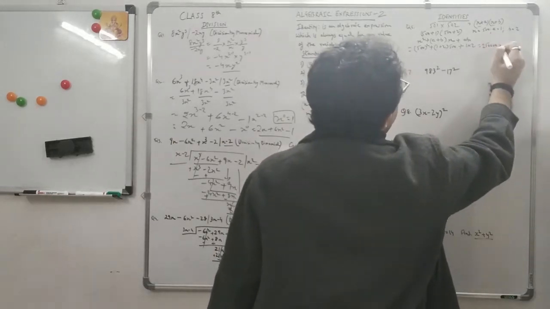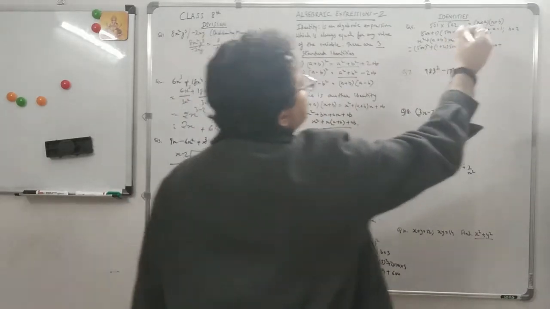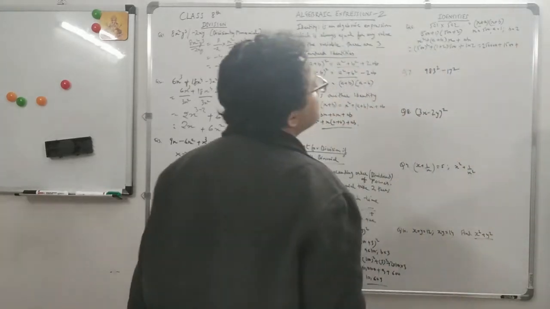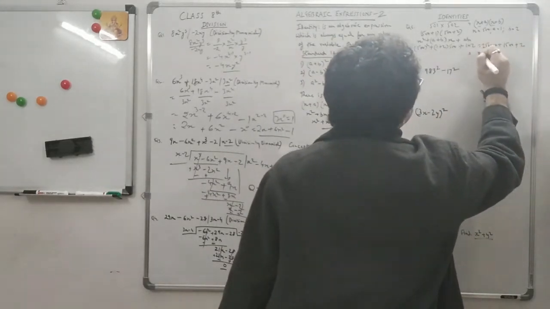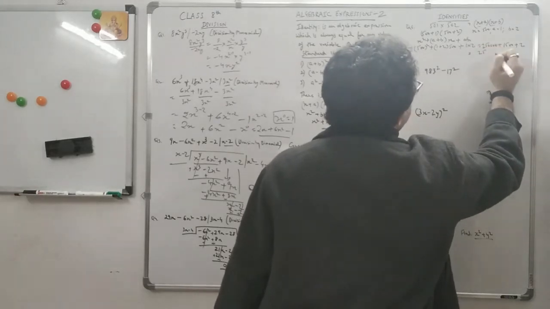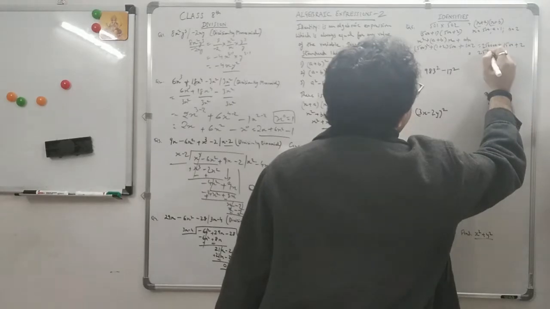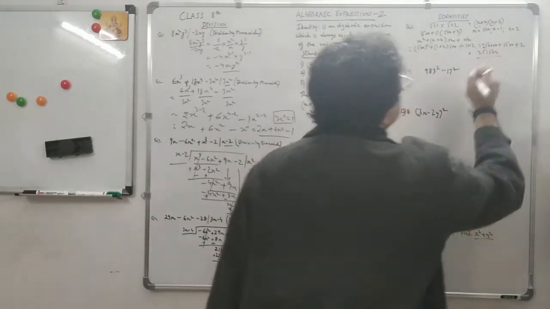Okay. Plus 2 plus 1 is 3. 3 into 500 is 1500. Plus 2. What's the answer? Answer is 25150. 25150. This is the answer.